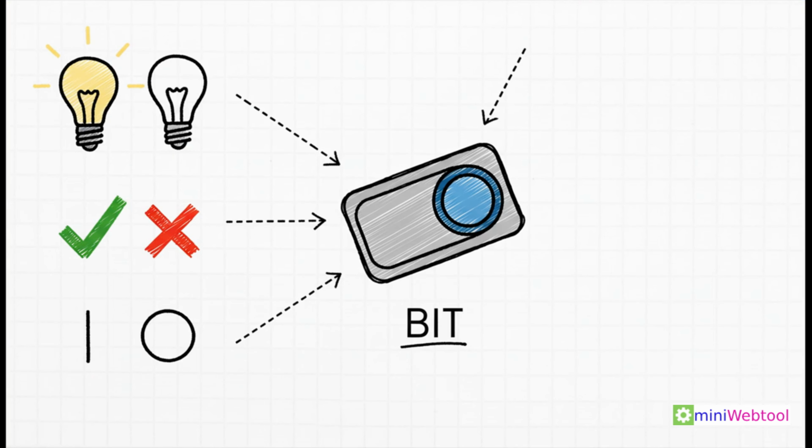It's because computers think in binary. Their entire universe is built on a simple two-state system. It's either on or off, true or false, 0 or 1. Each one of these little switches is called a bit, and it's the smallest possible piece of information there is.